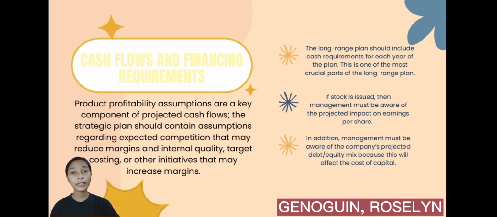A long-range plan is a set of goals, usually five to ten, that outlines the path for the company's future. When the long-range plan is in place, the strategic plan should be developed to define the objectives and actions necessary to achieve the goals spelled out in the long-range plan. If stock is used, then management must be aware of the projected impact on earnings per share.